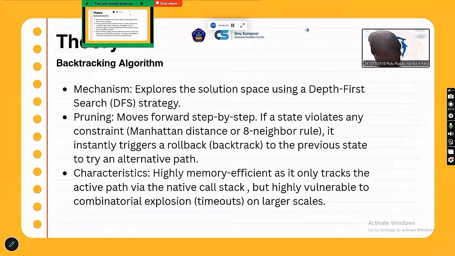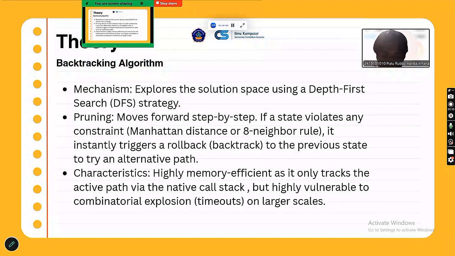Okay, so let's go to the theory. Like the N-Queens problem, because the N-Queens problem is the classic representative of CSP. The Knight's tour problem is also a CSP. So, in this case, we can use the backtracking algorithm.